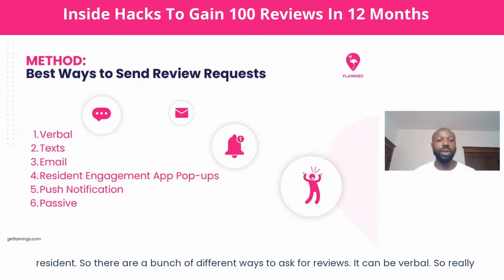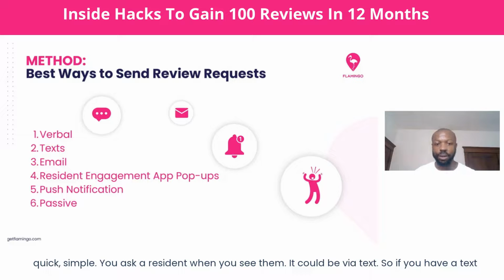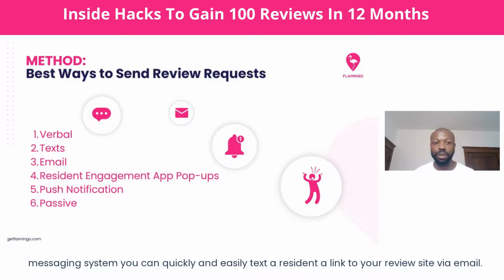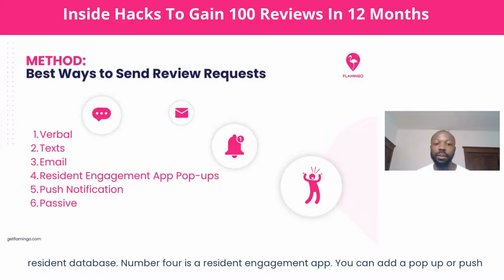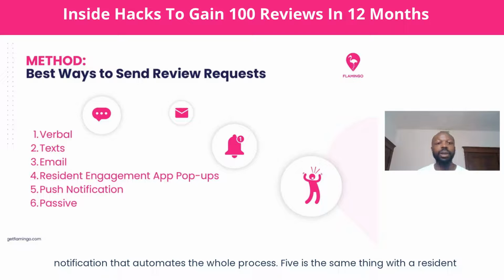It could be verbal. So really quick, simple, you ask a resident when you see them. It could be via text. So if you have a text messaging system, you can quickly and easily text a resident a link to your review site. Via email, kind of similar, you can send a one-to-one email, or you could send an email to your entire resident database. Number 4 is a resident engagement app. You can add a pop-up or push notification that automates that whole process.